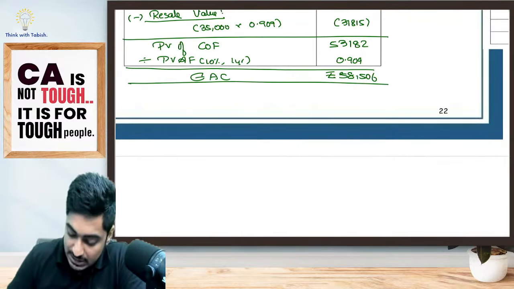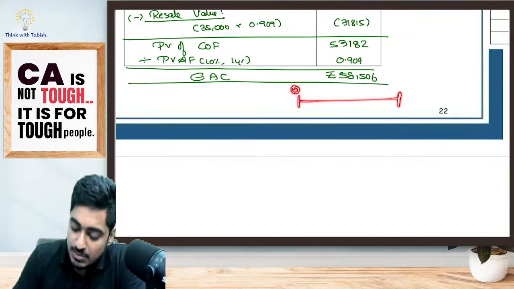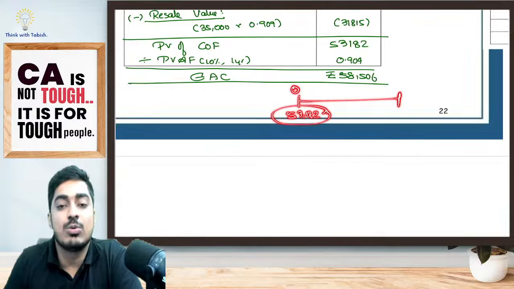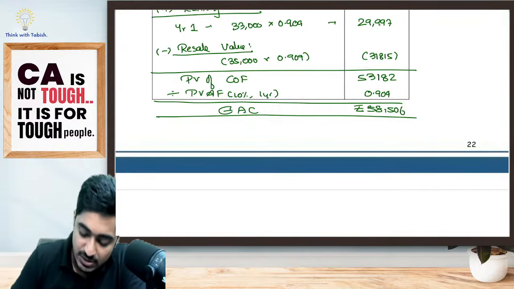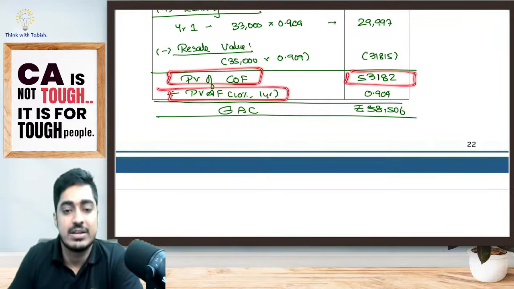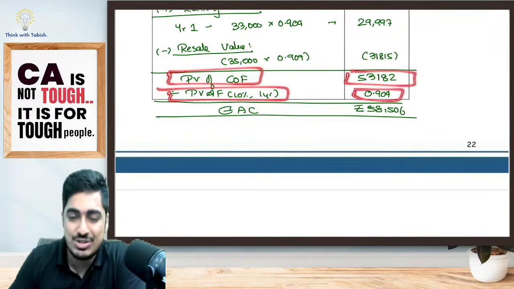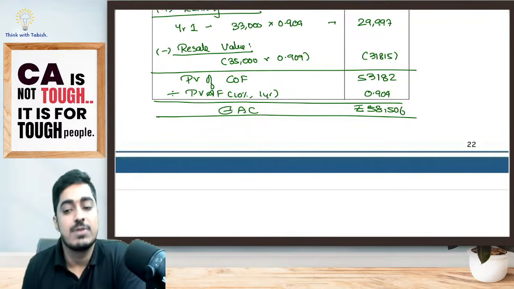Okay, boss. If I use the bike for 1 year, the present value at t equal to 0 is 53,180. But I want the equivalent annual cost, every year's cost. Yes, present value of cash outflow divided by present value annuity factor. It is for 1 year. So I'm assuming 10%, 0.909. You will be getting it as 58,506.